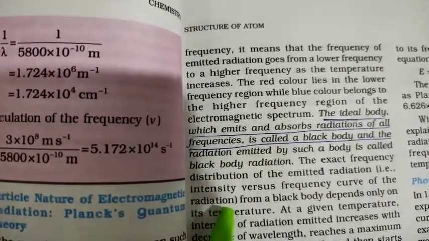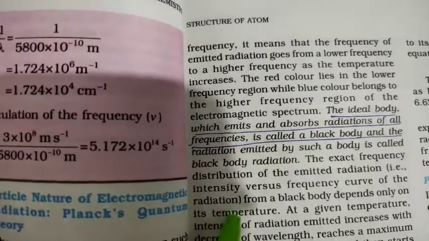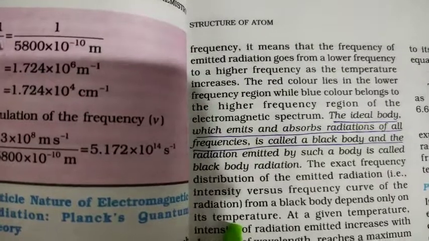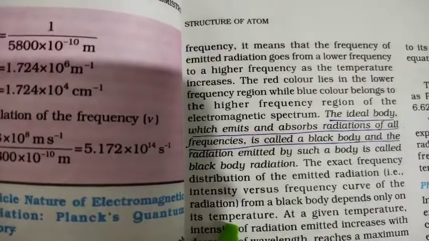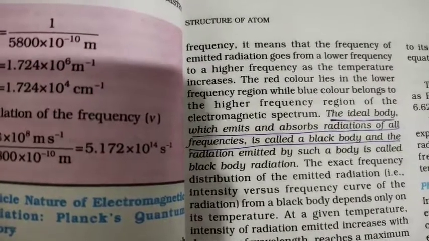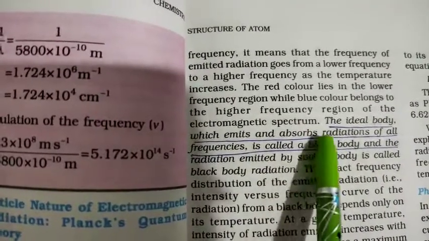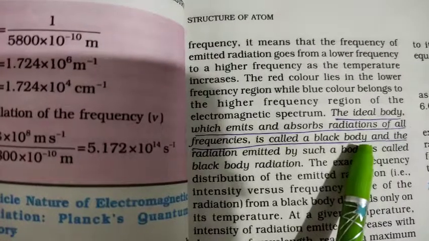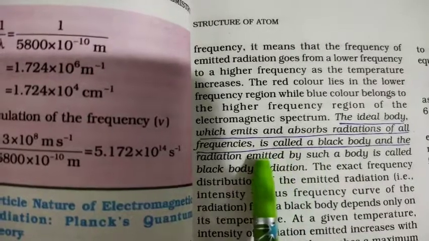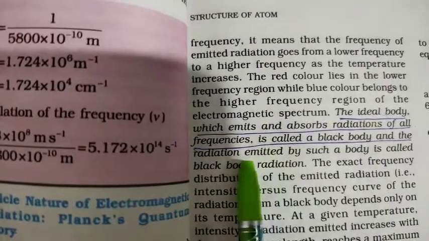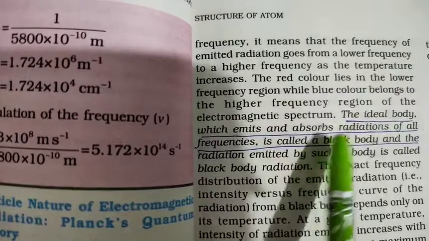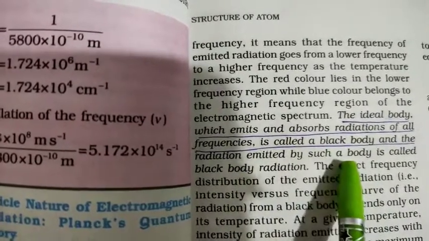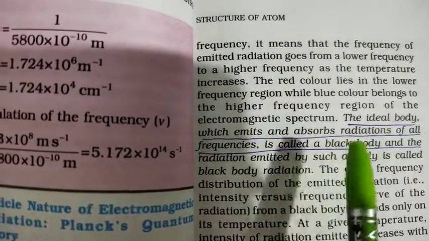So now the question comes, what is a black body and what is black body radiation? There can be an ideal body which can emit and which can absorb radiations of all frequencies. In simple terms, if you heat a substance, you will observe all colors, from the light colors to the darker shades. A black body can emit and absorb radiations of all frequencies, but when we talk about black body radiation, the radiation emitted by such a body is called black body radiation. So this thing you have to keep in mind.